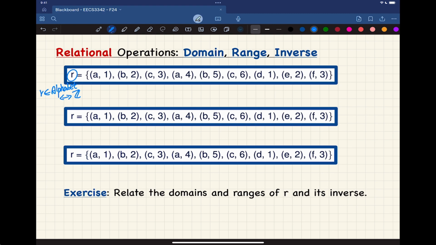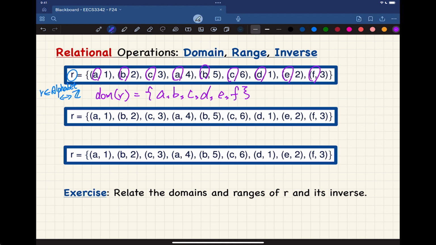So when we talk about domain, I'll refer you back to the definition in set comprehension notation on the slide. The domain is simply the collection of all the first values in the pairs. A, B, C, A, B, C, D, E, F, and make a set out of them, which will be A, B, C, D, E, and F. No repetition, of course. That's the domain. Easy.